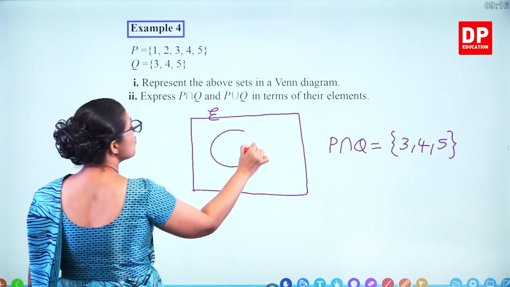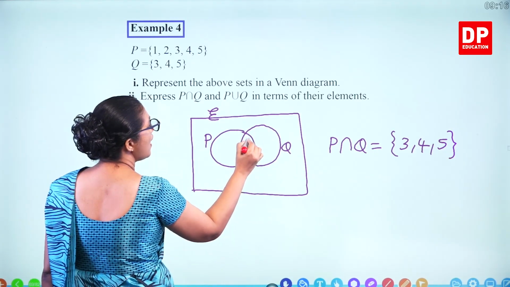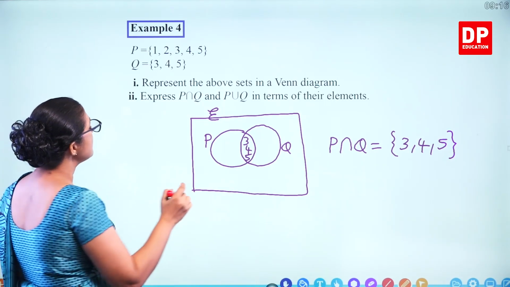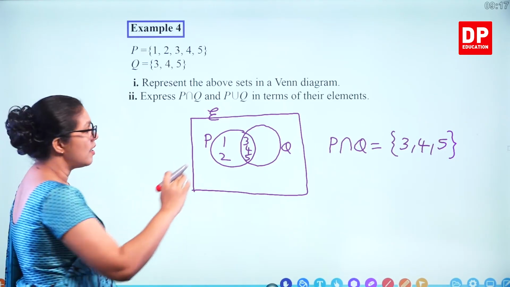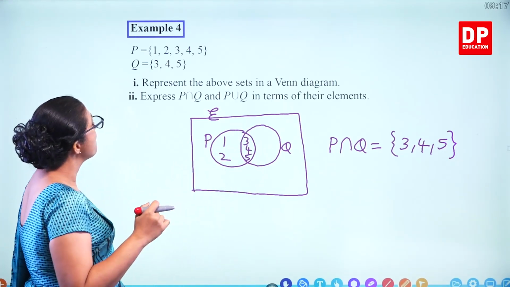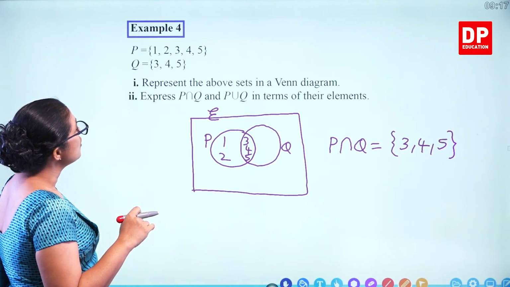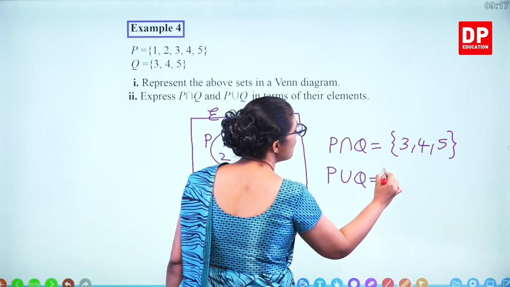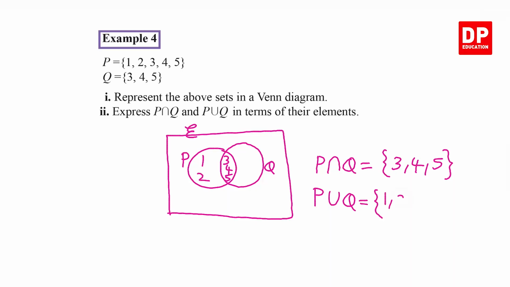Now you can draw the two circles that are intersecting because there are common terms. P, Q and 3, 4, 5 inside. In P, apart from 3, 4, 5, that's 1 and 2. In Q, nothing here because 3, 4, 5 are there. So that's the Venn diagram. And you need to give P intersection Q. We gave what's P union Q: everything in P or Q or both. 1, 2, 3, 4, 5.